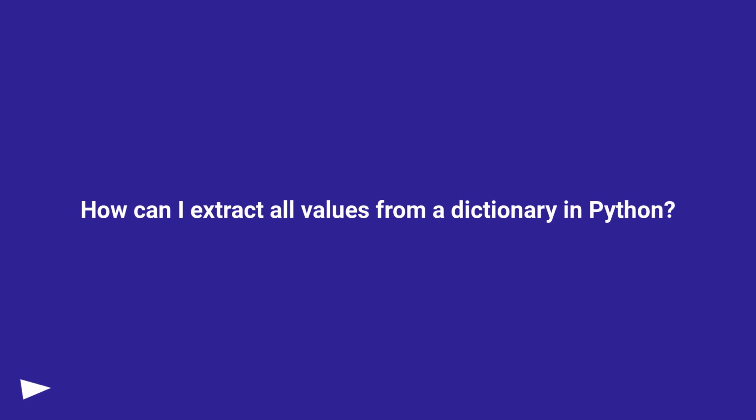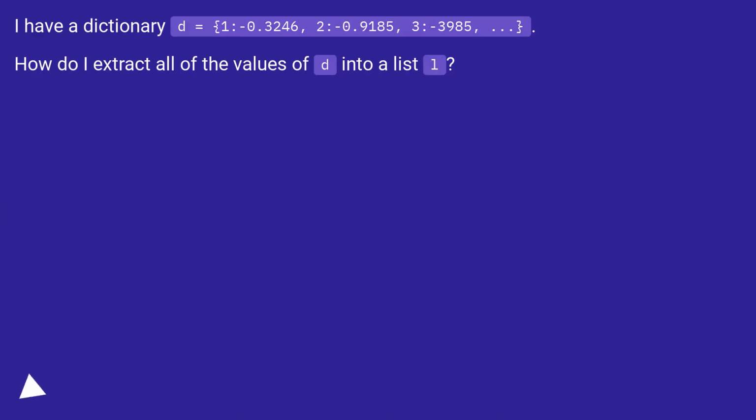How can I extract all values from a dictionary in Python? I have a dictionary D equals {1: -0.3246, 2: -0.9185, 3: -3985, ...}. How do I extract all of the values of D into a list L?